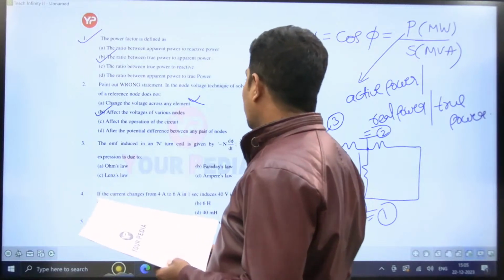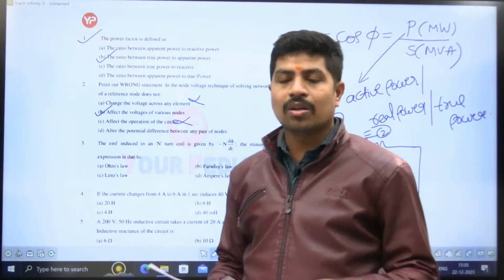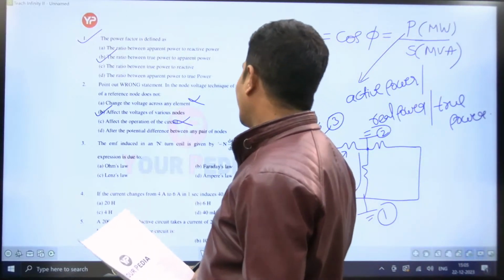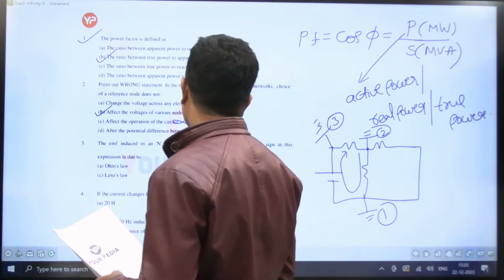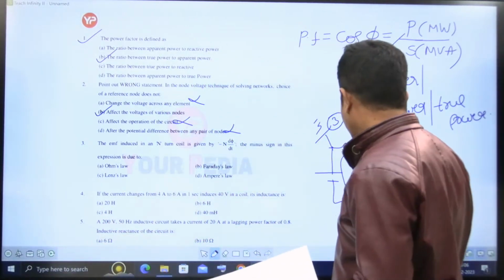Next, affect the operation of the circuit. Nothing doing. The operation of the circuit is independent of whatever technique you are using for solving that network. Next, affects the potential difference between any pair of nodes. No, that is also not going to get affected, right?